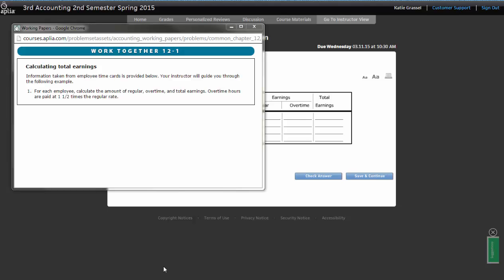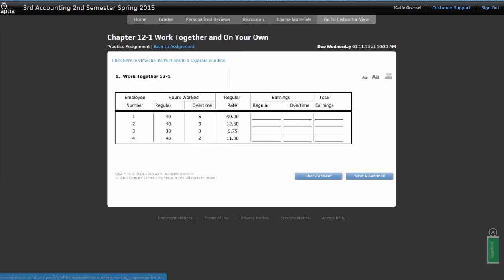Instructions for Work Together 12-1. It says information taken from the employee time cards is provided. Your instructor will guide you through the following example. For each employee, calculate the amount of regular, overtime, and total earnings. Overtime hours are paid at 1.5 times the regular rate. So we don't really need much for our instructions for this one.